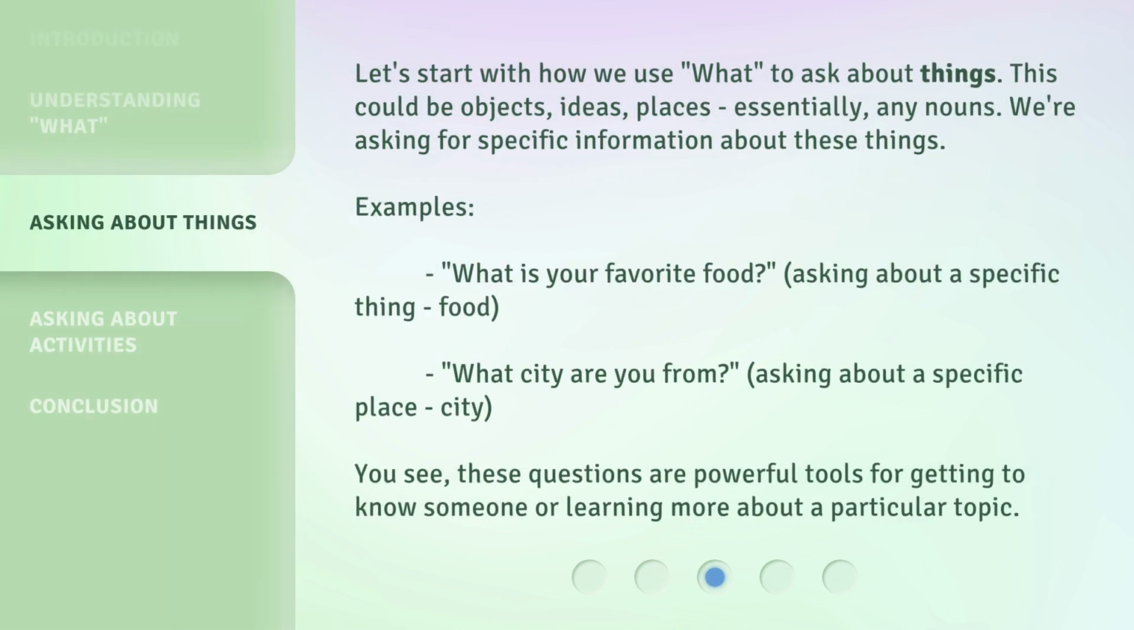Let's start with how we use what to ask about things. This could be objects, ideas, places, essentially, any nouns. We're asking for specific information about these things. Examples: what is your favorite food? Asking about a specific thing. Food. What city are you from? Asking about a specific place. City. You see, these questions are powerful tools for getting to know someone or learning more about a particular topic.